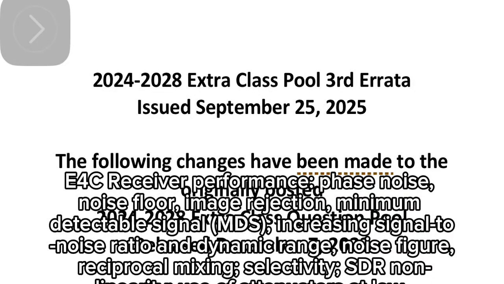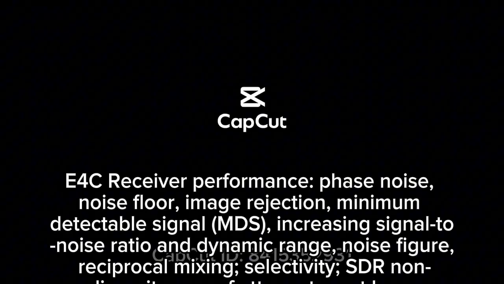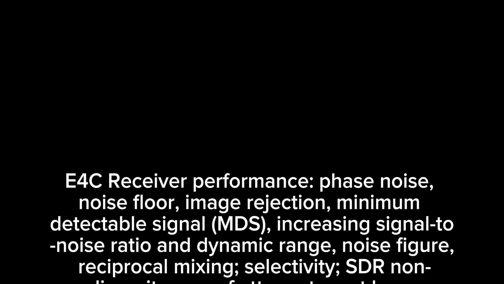E4C receiver performance: phase noise, noise floor, image rejection, minimum detectable signal (MDS), increasing signal-to-noise ratio, and dynamic range, noise figure, reciprocal mixing, selectivity, SDR nonlinearity, use of attenuators at low frequencies.